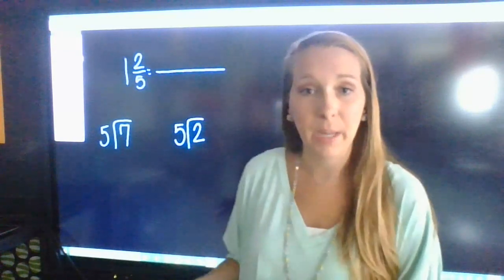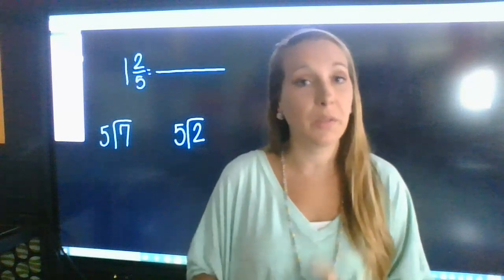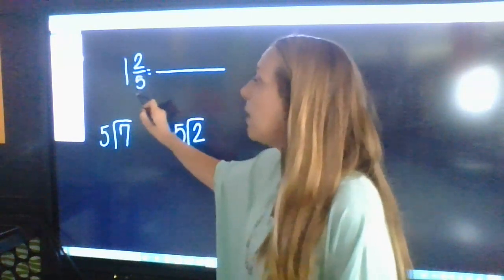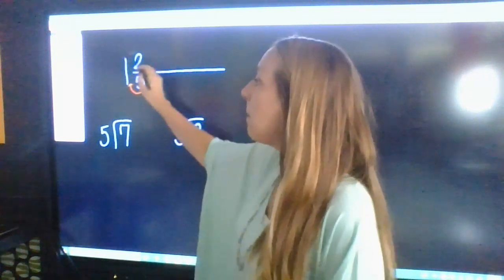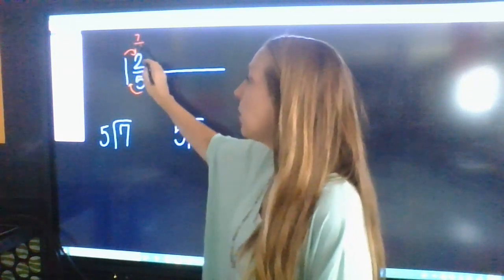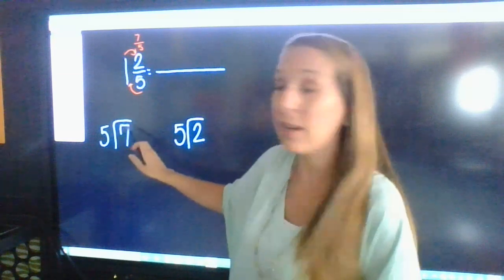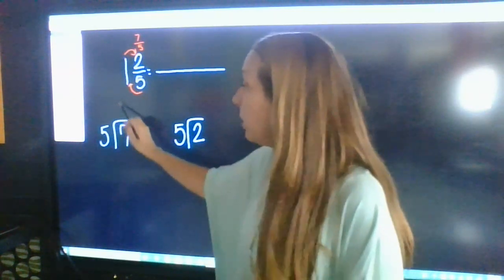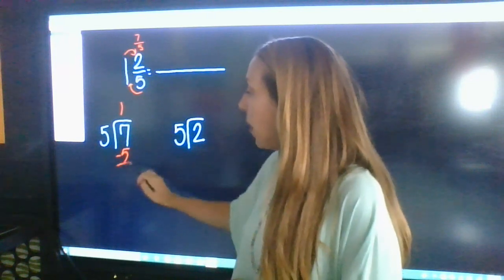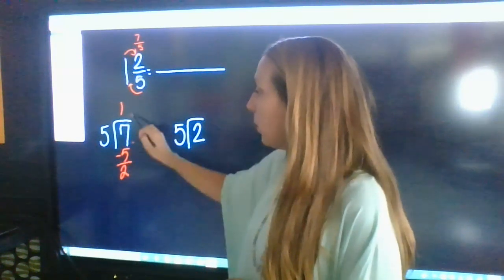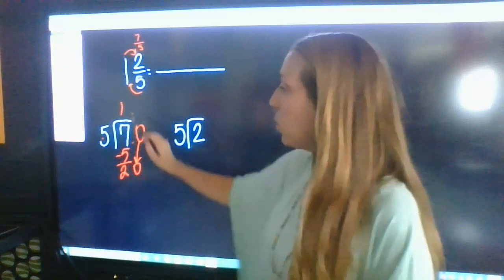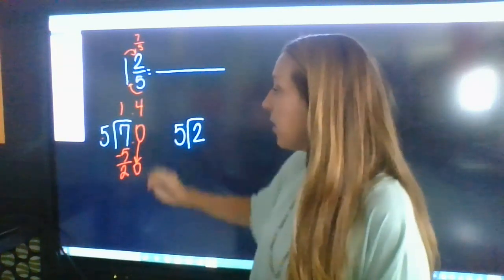Now we're going to look at a mixed number. Mixed numbers can be done two different ways. One way is we can change this into an improper fraction. 5 times 1 is 5, plus 2 is 7, so we get 7/5. Then we can divide and say 7 divided by 5. 5 can go into 7 one whole time. We subtract and we get 2. Put your decimal and drop a 0. 5 will go into 20 4 times.